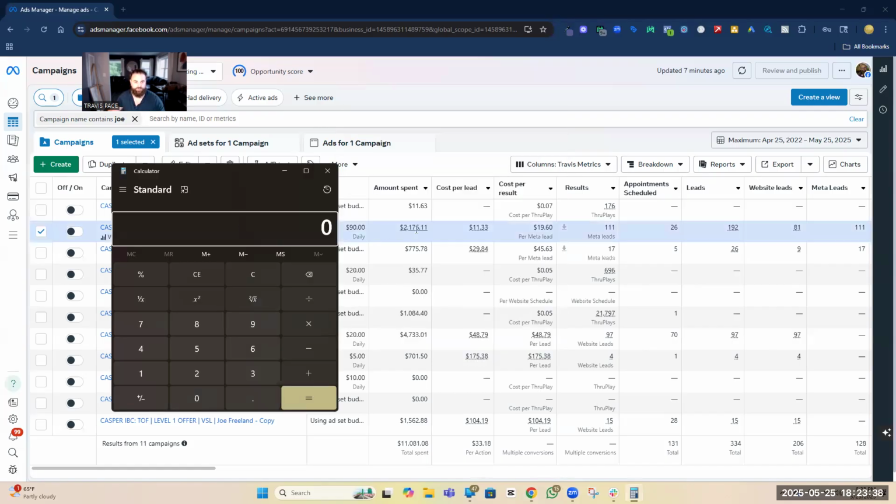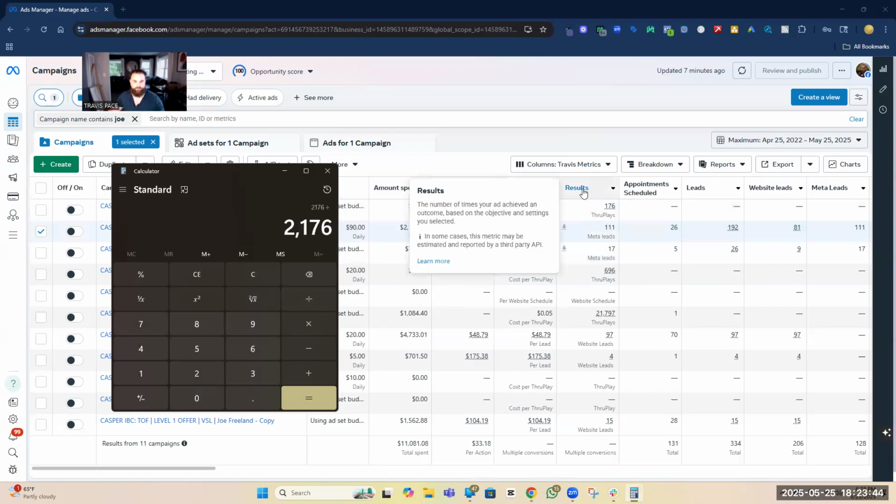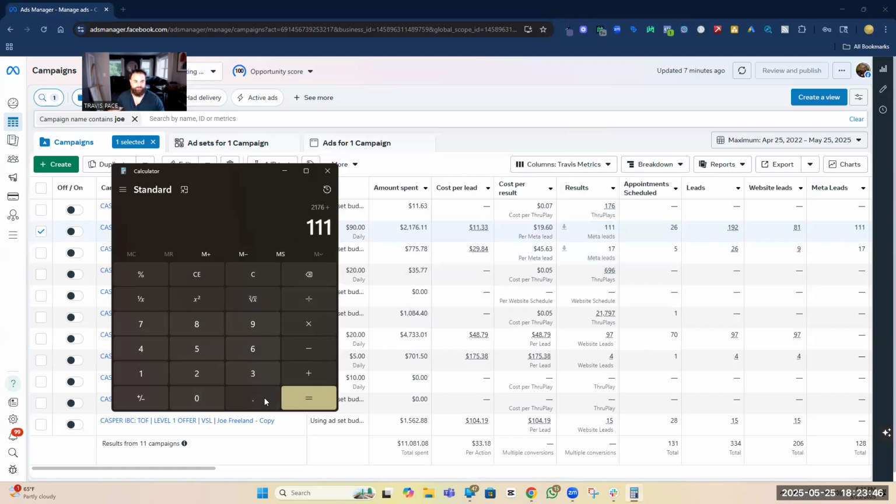All right, so Facebook is taking this total amount and it's dividing it by the number of results, and that'll get you your $19.60 right here. Now, that's good because we're getting $20 leads right away within the first week. So this is actually extremely good. And we personally know the quality of the leads because we're running the ad and we're able to get there.